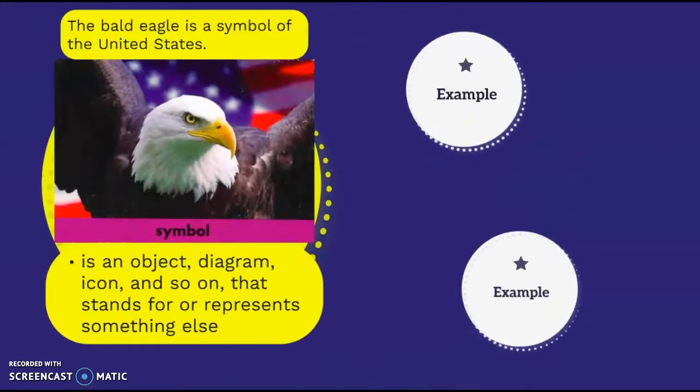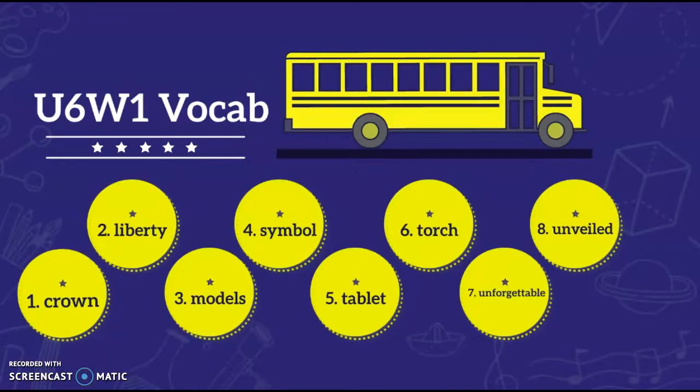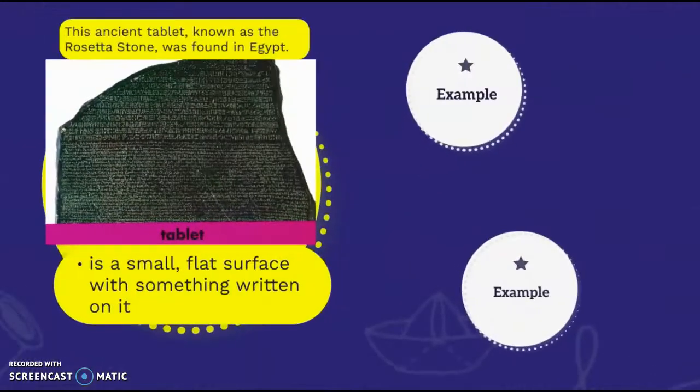Great. Moving on. Number 5 is tablet. This ancient tablet, known as the Rosetta Stone, was found in Egypt. Let's say the word together. Tablet.